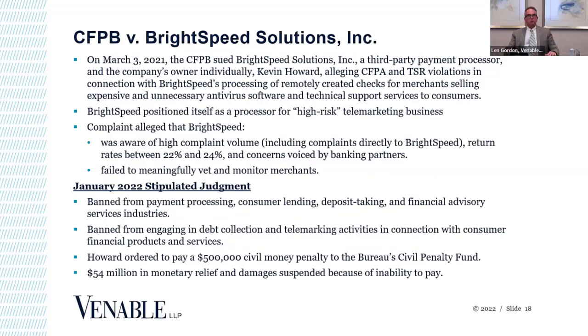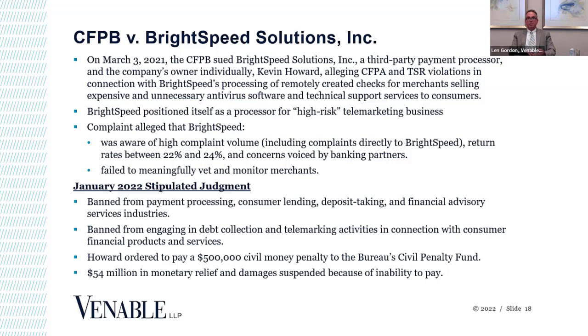So Brightspeed Solutions, you can think of this one as sort of the perfect regulatory storm. It takes two things that the consumer protection regulatory community hates. One, remotely created checks. The agencies hate remotely created checks because they are not subject to the NACHA system to flag and prevent excessive returns, or they're not really chargebacks, they're returns. And online tech support, which has been a consumer protection point of emphasis for years.